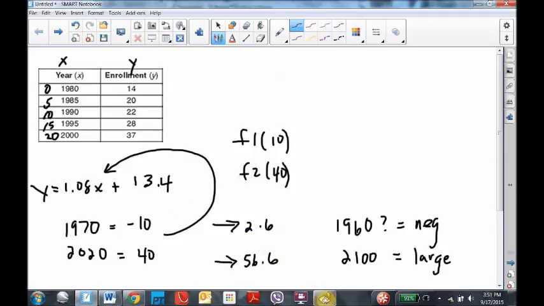All right, use this to help you do the rest of the worksheet. There's 3 problems. I want you to do the same thing.